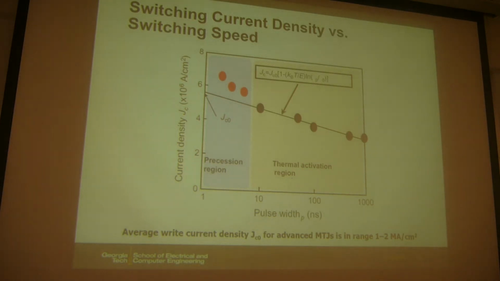And we talk about this precession region and the thermal activation region. So this actually will be reflected by the switching speed when you write the cell. If you want to lower your current density here, you can rely on the thermal activation region, but you need longer time to switch.